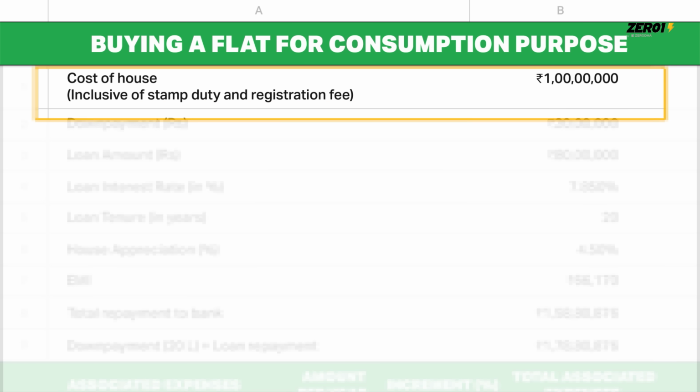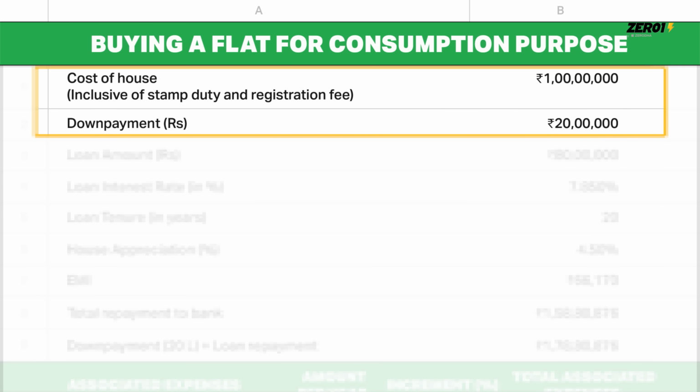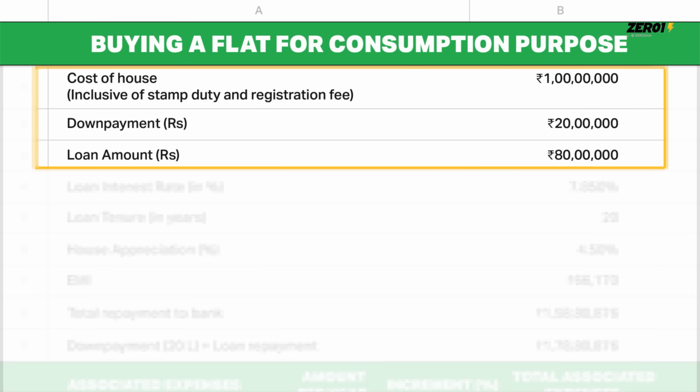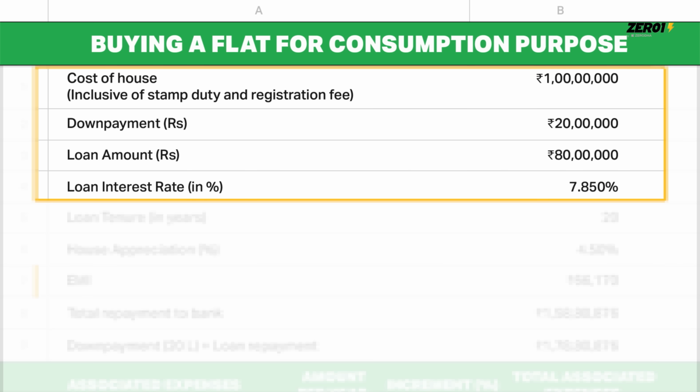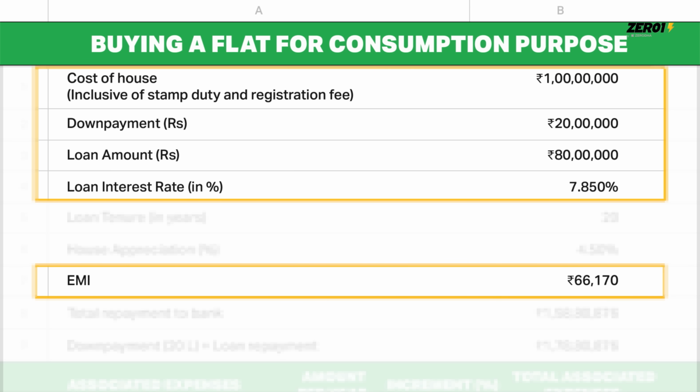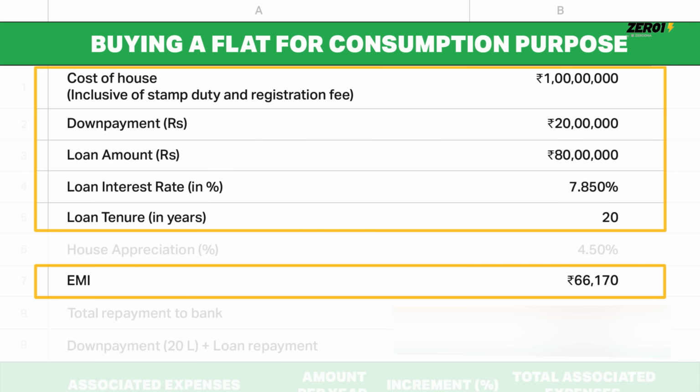First, there'll be 20 lakh as down payment and the rest 80 lakh is a home loan. That's the loan interest, which I've added at 7.85. Based on this, the monthly EMI comes to 66,170 rupees. This you have to keep for 20 years to own this flat.